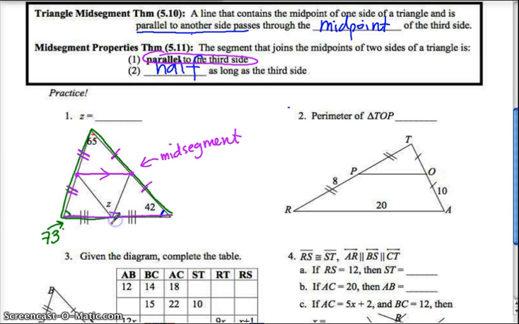So if these are parallel, that means that I have corresponding angles. 73 degrees, and this angle up here must also be 73 degrees because those are corresponding angles. If this is a 42-degree angle right here, this is also a 42-degree angle because these are corresponding angles. Here's my letter F right here. So now I have a 65, 73, 42. Well, guess what? We have 5 different triangles that all have the same angle measures.